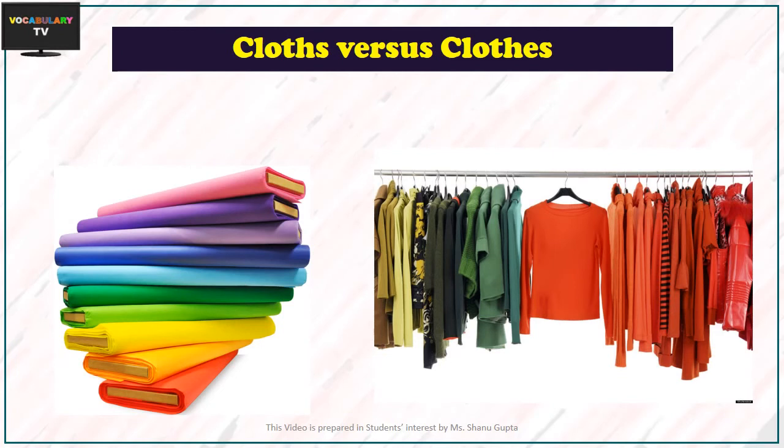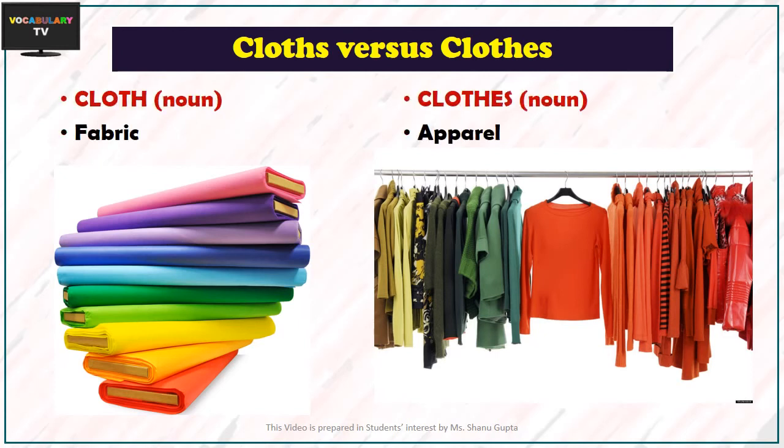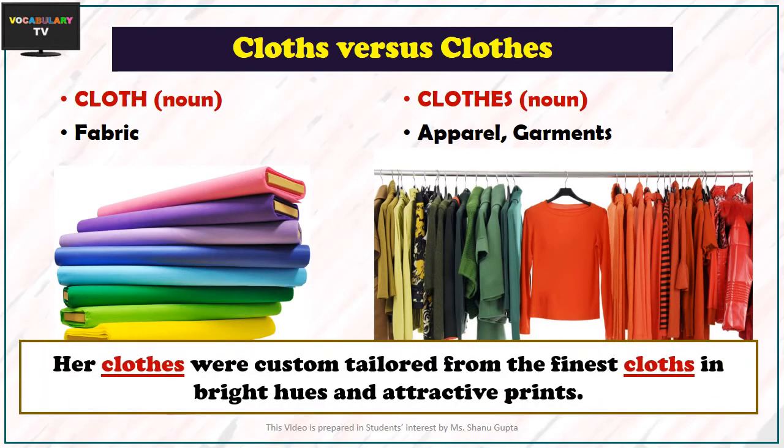And one pair in which words are quite related in meaning, cloth and clothes with an extra E in spelling. While the word cloth is used for unstitched fabric, the word clothes exclusively stands for stitched garments and apparel. One example would be, her clothes were custom tailored from the finest cloths in bright hues and attractive prints.